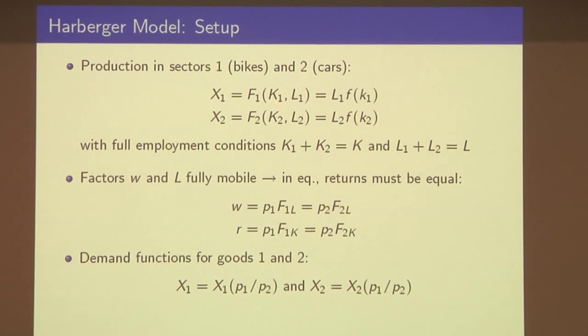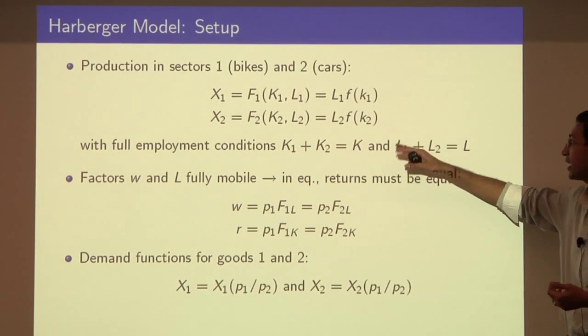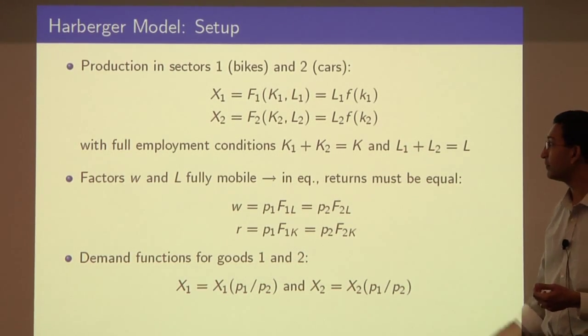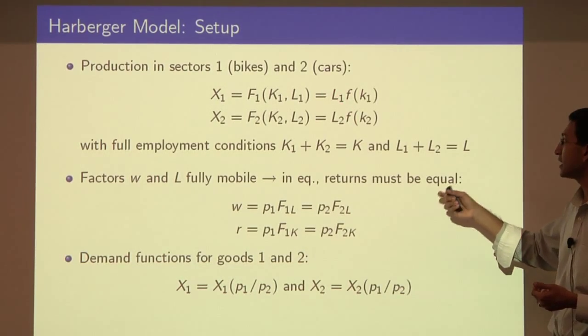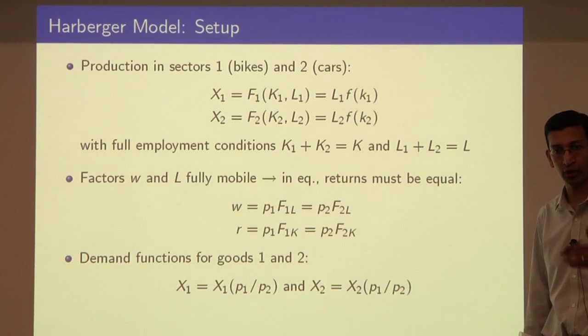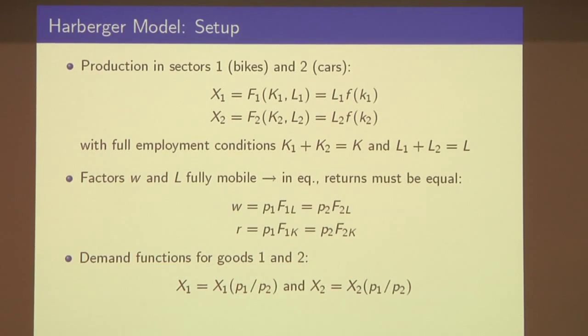And because we've assumed constant returns to scale, we know that F1 of K1, L1 is the same thing as L1 times F1 of K1 over L1, comma 1, right? We can just factor out that L1, and so we're going to let little f of K1 denote the intensive form of the production function. And so we can rewrite this in this way. And then totally analogous structure for sector 2.